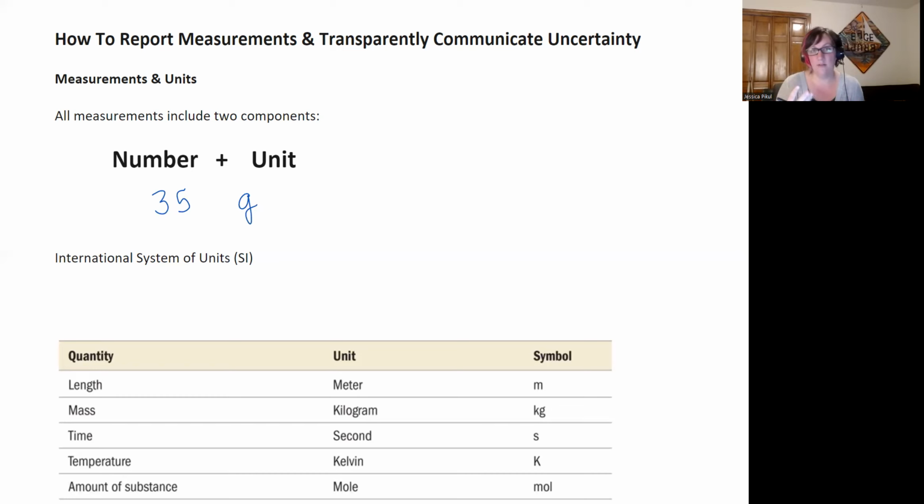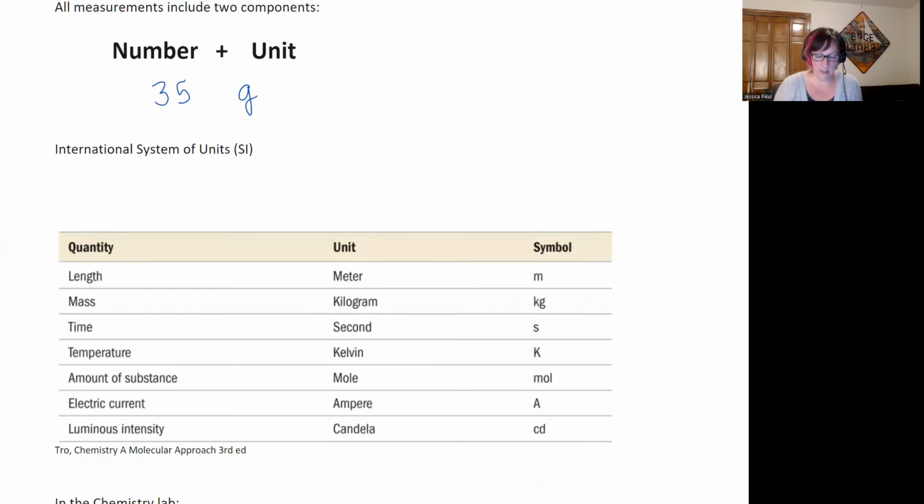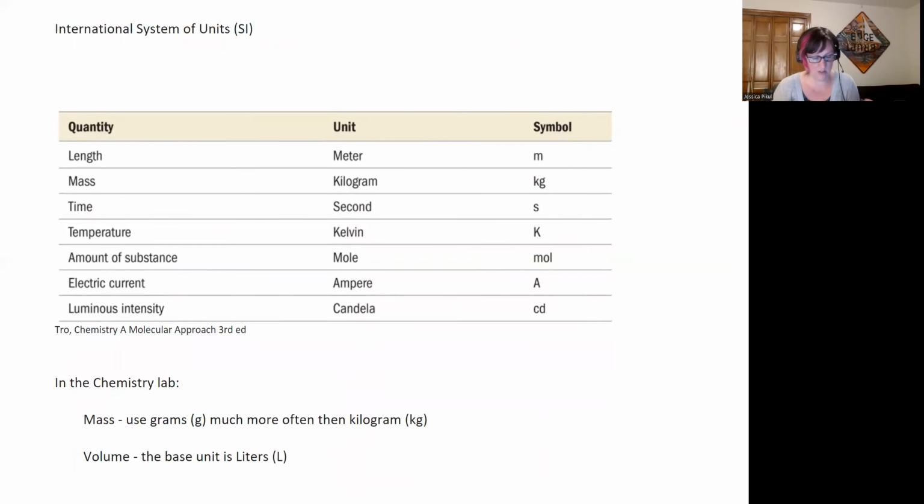Now, a lot of us, if you were raised in the United States, are used to the English system of units, while everywhere else is used to the metric system. So in chemistry, we're going to use the International System of Units as our base, although there are a few exceptions, but it's basically the metric system. And here are some of the physical properties that we can measure and the units that will be assumed to be standard. And there are symbols that go along with them.